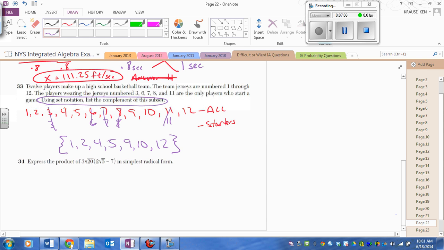All right, so I'm going to type this in exactly as it appears. 3 square root of 20, parenthesis, 2 square root of 5 minus 7. And I'm going to write down the answer. This is for checking. And the answer for checking is negative 33.91485.